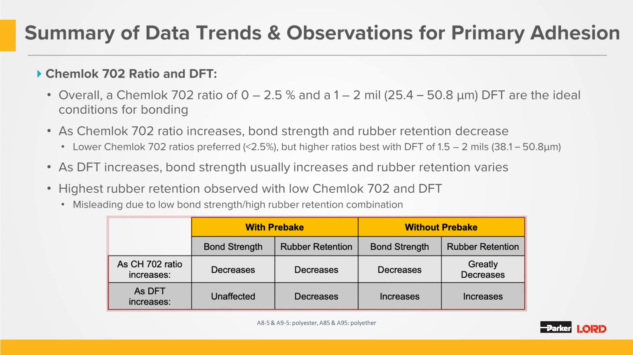to vary. The highest rubber retention was observed with low Chemlok 702 and low dry film thickness. This high rubber retention can be misleading because, as I mentioned earlier, when there's a low pull force, there's less stress at the bond line, and this can allow for more rubber tear. It doesn't necessarily indicate higher overall performance.